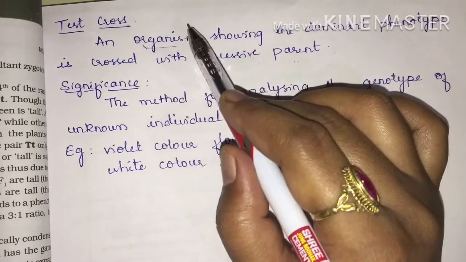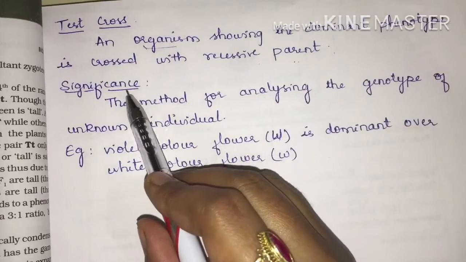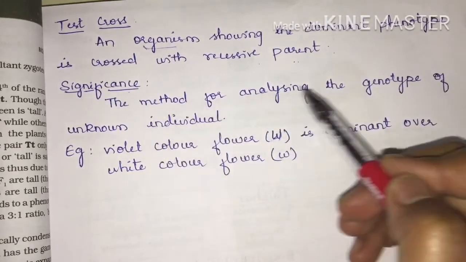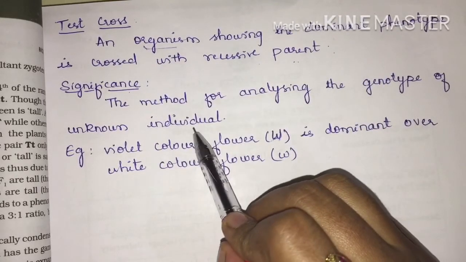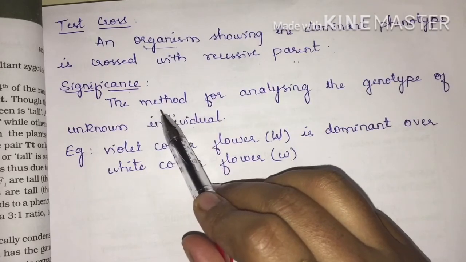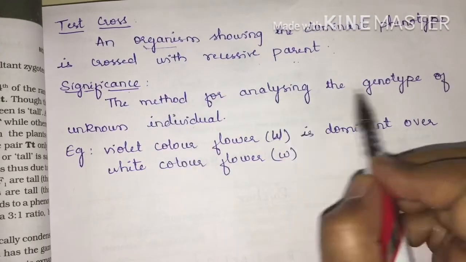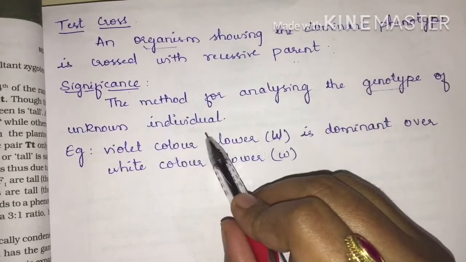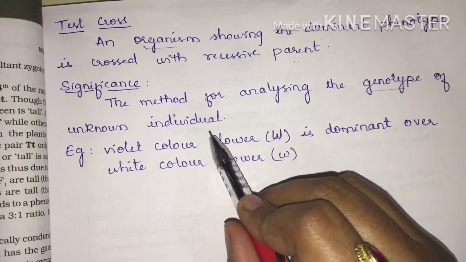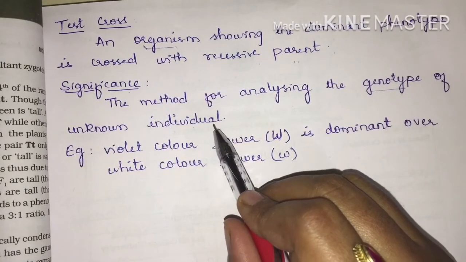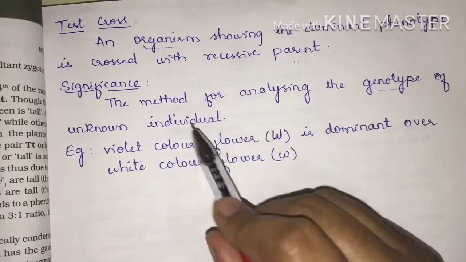You can write that also. Now, what is the significance of this? The method for analyzing the genotype of an unknown individual. This method, test cross, is helpful to know the genotype of an unknown individual. How we are going to know about that genotype, I shall show you that also.